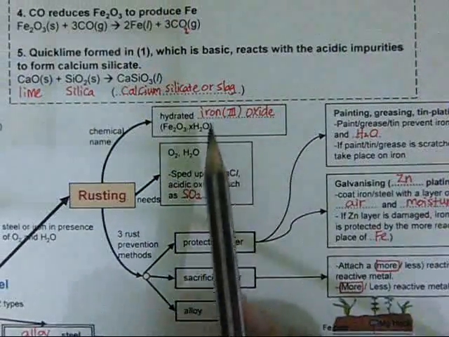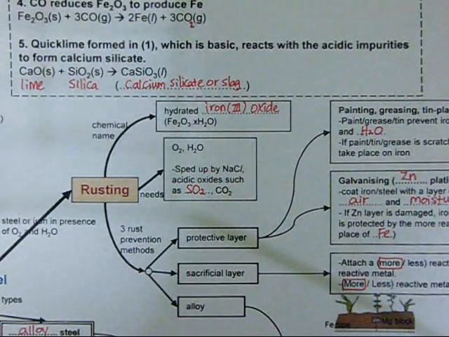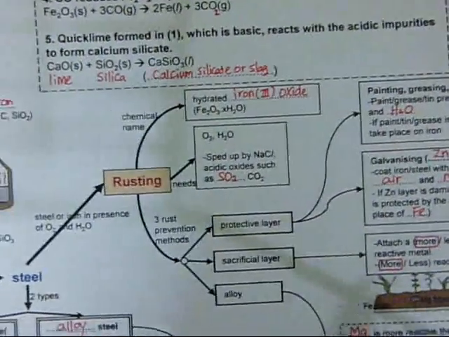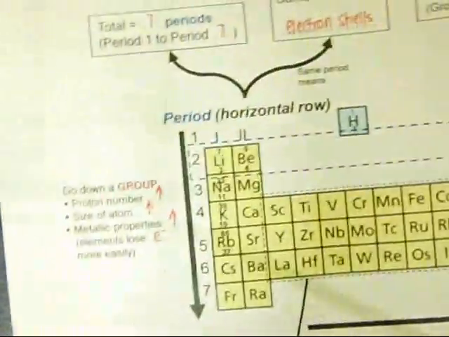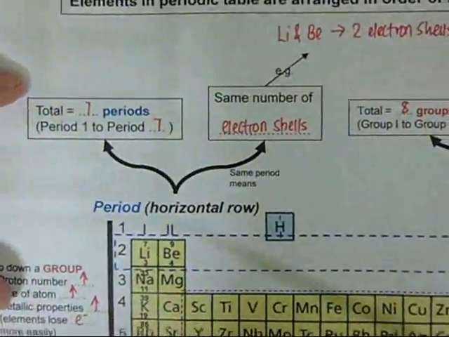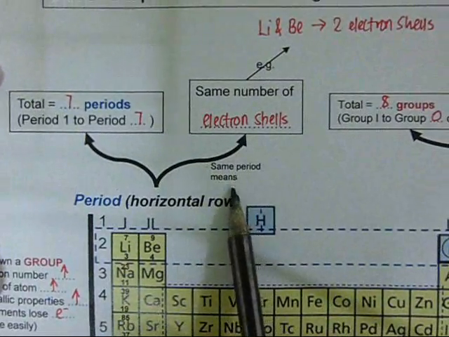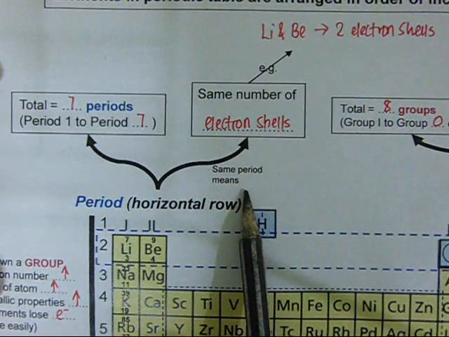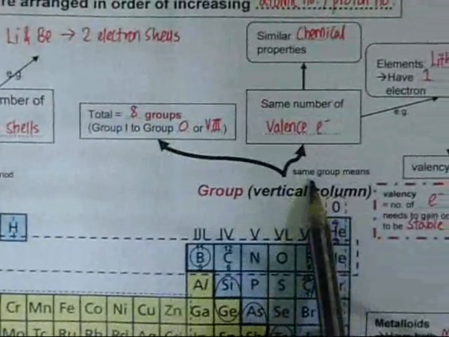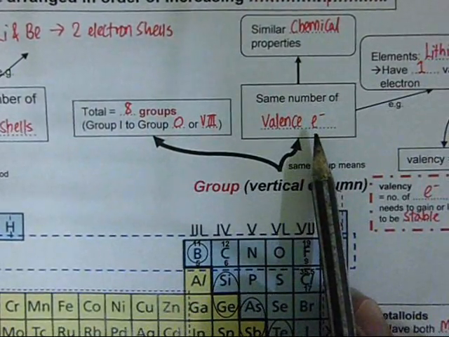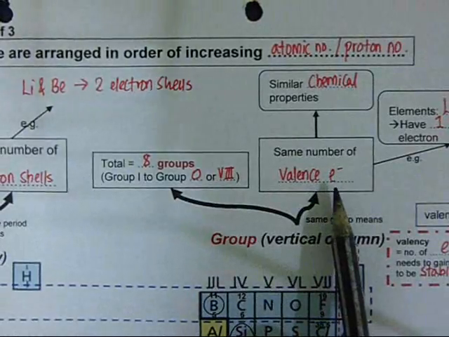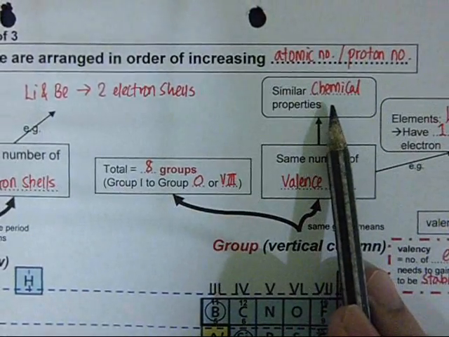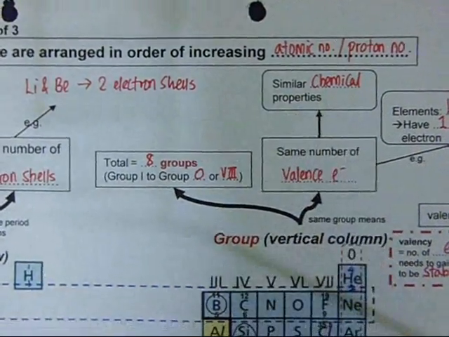Okay, for rusting, the different rusting methods. Next would be the periodic table. You need to know same period means what? Same number of electron shells. That is same period. Same group means same number of valence electrons. And if they have the same number of valence electrons, that means that chemical properties would be similar. So remember that.